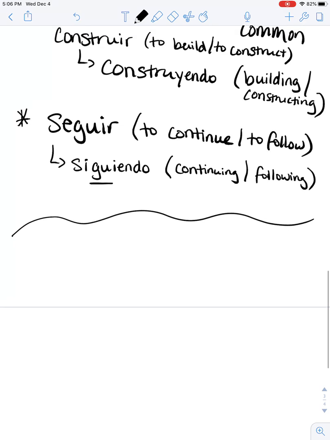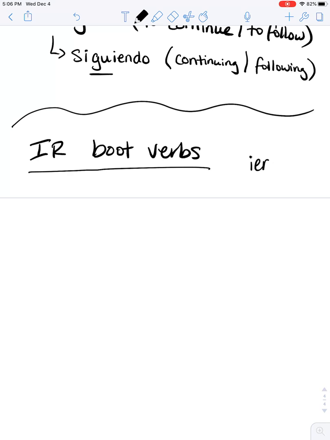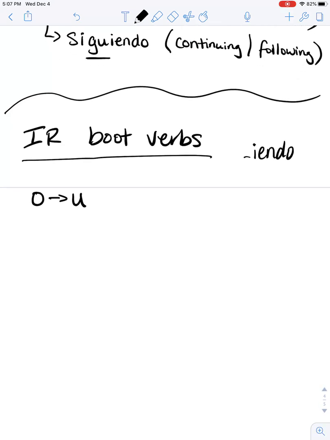The other thing you have, the other irregulars, are IR boot verbs. For all of these, we still want to use the endo ending, because they are IRs. But there's going to be a little spelling change inside the word itself. So in the boot verb, if it has an O, it's going to change to a U. Example.